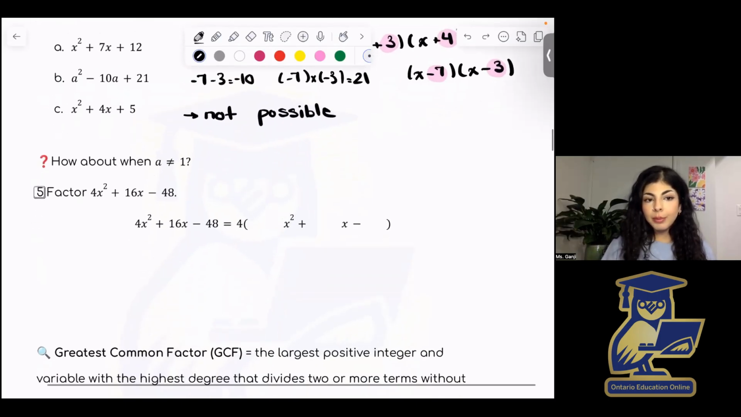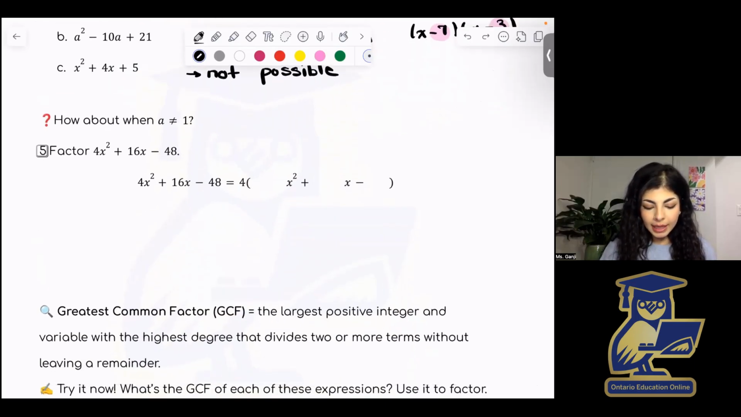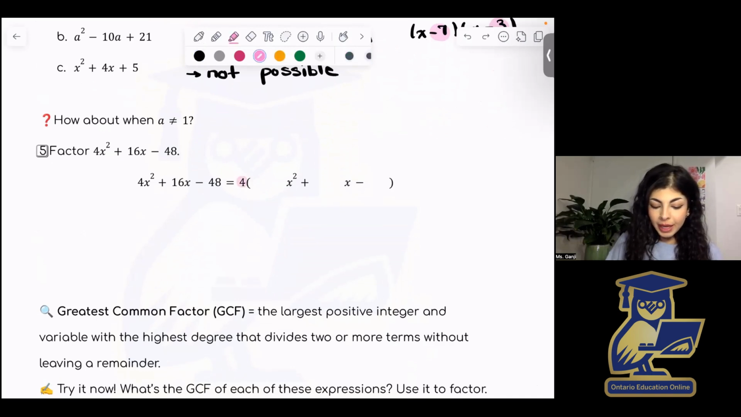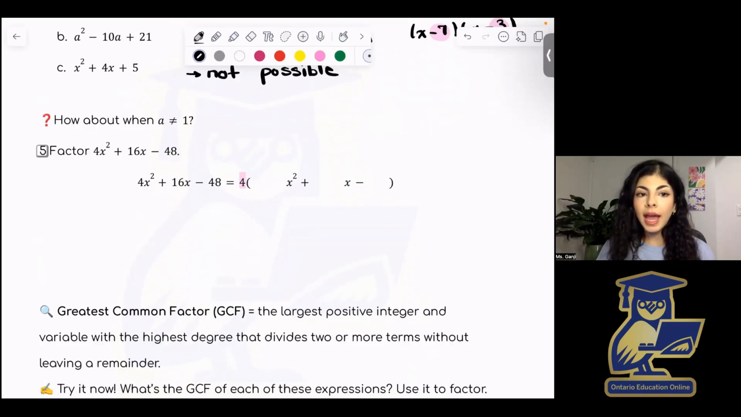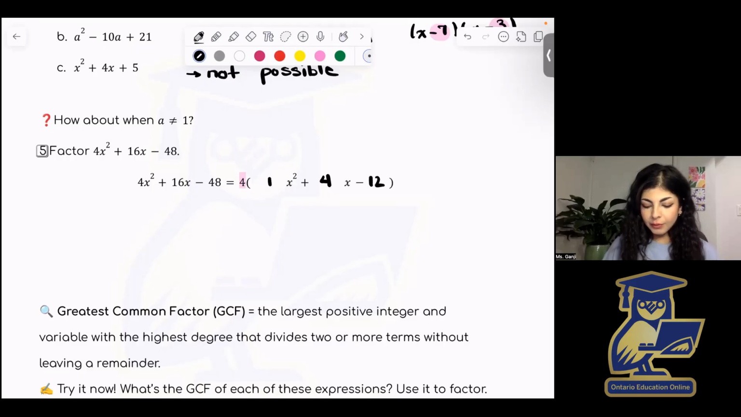Now, let's look at examples where a is not equal to 1. So here we are given 4x squared plus 16x minus 48. So the first thing you're always going to check is, do I have a greatest common factor here? And we will be seeing here that yes, 4 is actually a common factor of 4, 16, and negative 48. So we will factor 4 out, and here we have 1, 4, and negative 12.